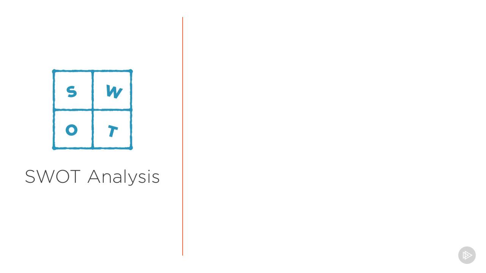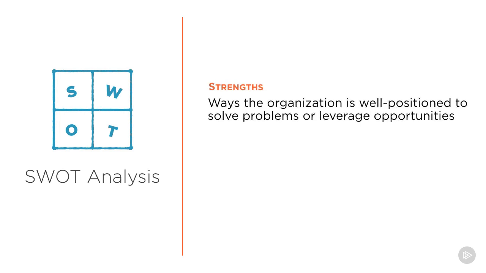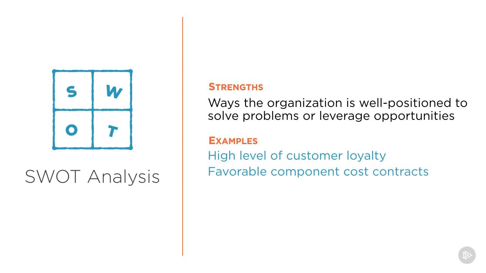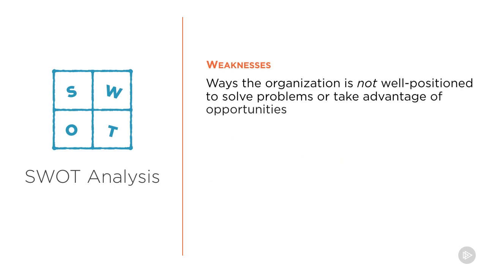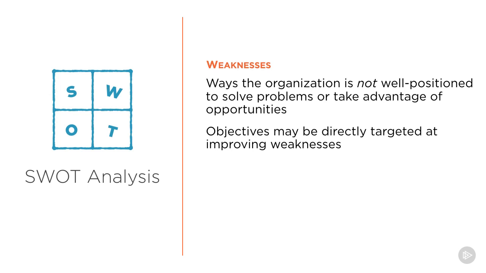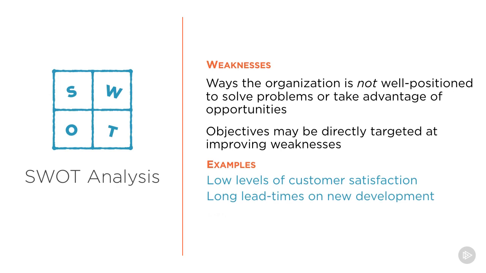Beginning with strengths, which of course are ways the organization is well positioned to solve problems or leverage opportunities, examples might be a high level of customer loyalty already in place, favorable component cost contracts, and a talented and committed staff. On the other hand, weaknesses are ways in which the organization is not well positioned to solve problems or take advantage of opportunities. Oftentimes, we may develop objectives that are directly targeted at either improving or eliminating entirely these areas of weakness. Examples of potential weaknesses include low levels of customer satisfaction, long lead times on new development projects, or lack of internal expertise within areas identified as important by the organization.